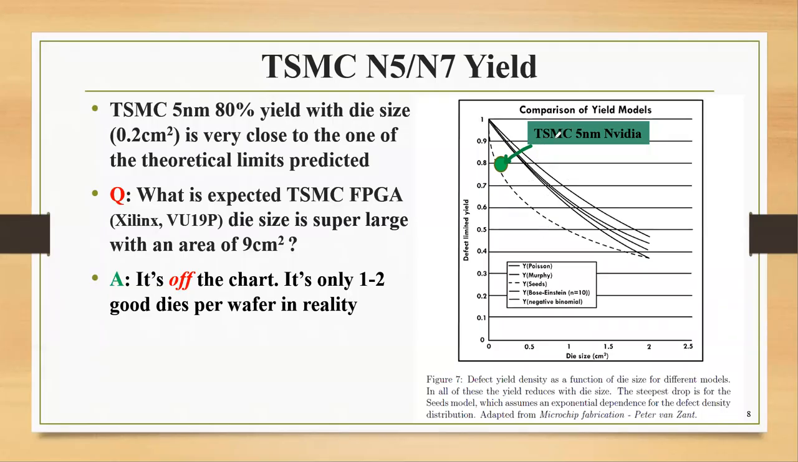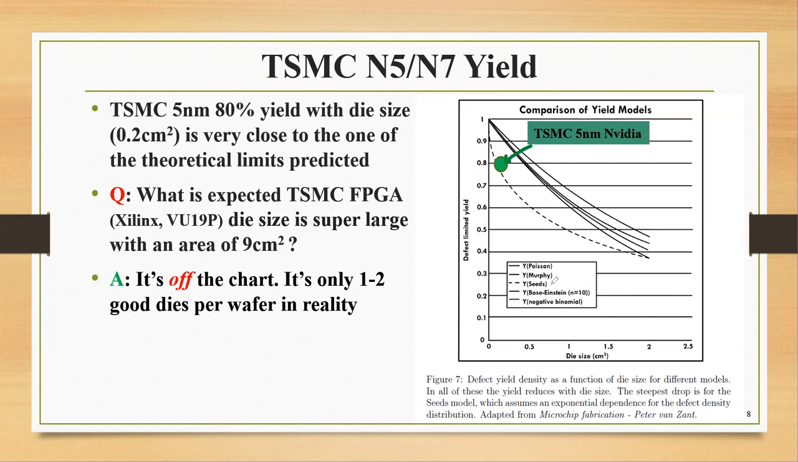Now, if you use that number, 0.44 centimeter square, that's amount to 0.2 centimeter square, right? Then use that number to estimate what, if you place this number on a yield chart, this is a very famous yield chart, defect limited yield chart. They have multiple lines here by using different models. Poisson, Murphy, Seeds, Einstein, negative polynomial. And it sits right here.